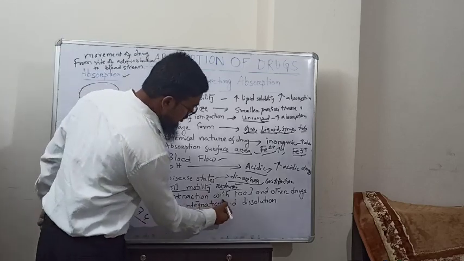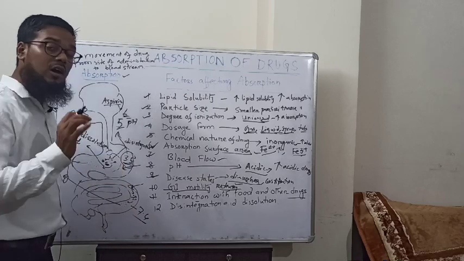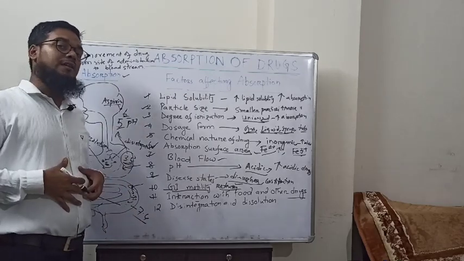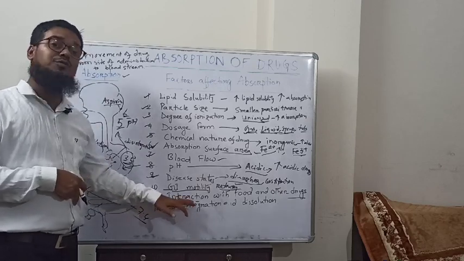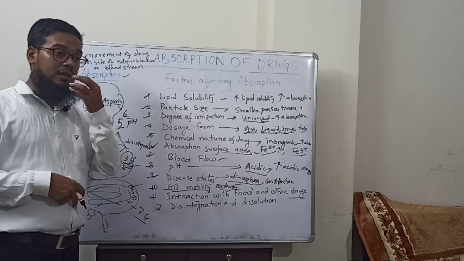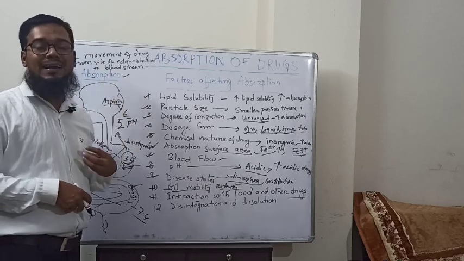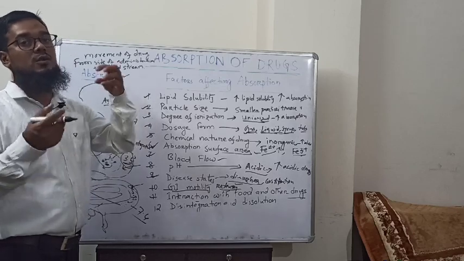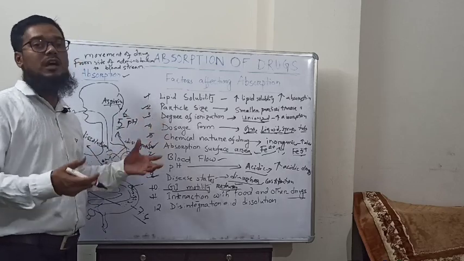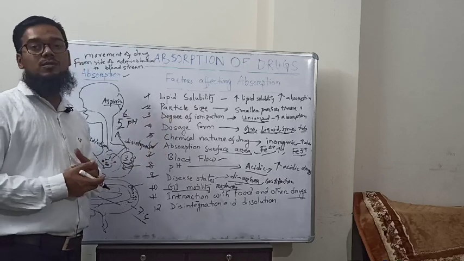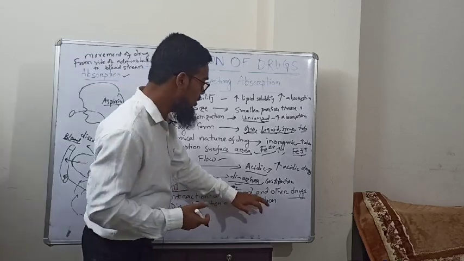Next point, interaction with food and other drugs. If we have taken any food before taking the drug, the drug may interact with the food particles. For example, if we take milk, calcium is present in the milk, and if in the meantime we take some antacid, the base form of that antacid will react with the calcium of the milk and form a complex, and this will decrease the absorption. Similarly, tetracycline also forms a complex with metal ions and the absorption decreases. So that is interaction with food and other drugs.